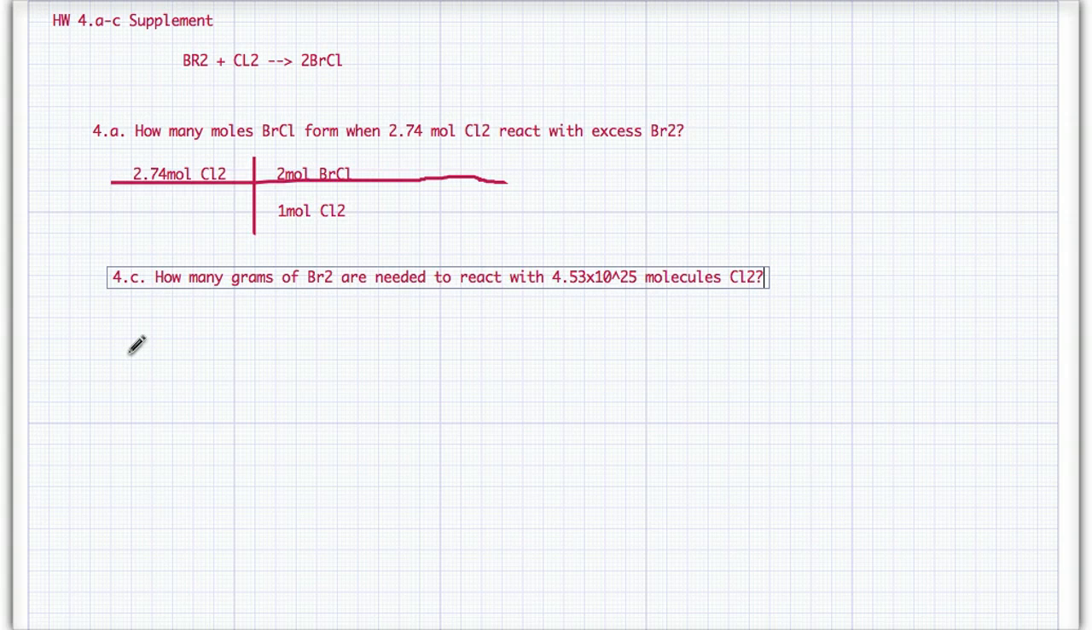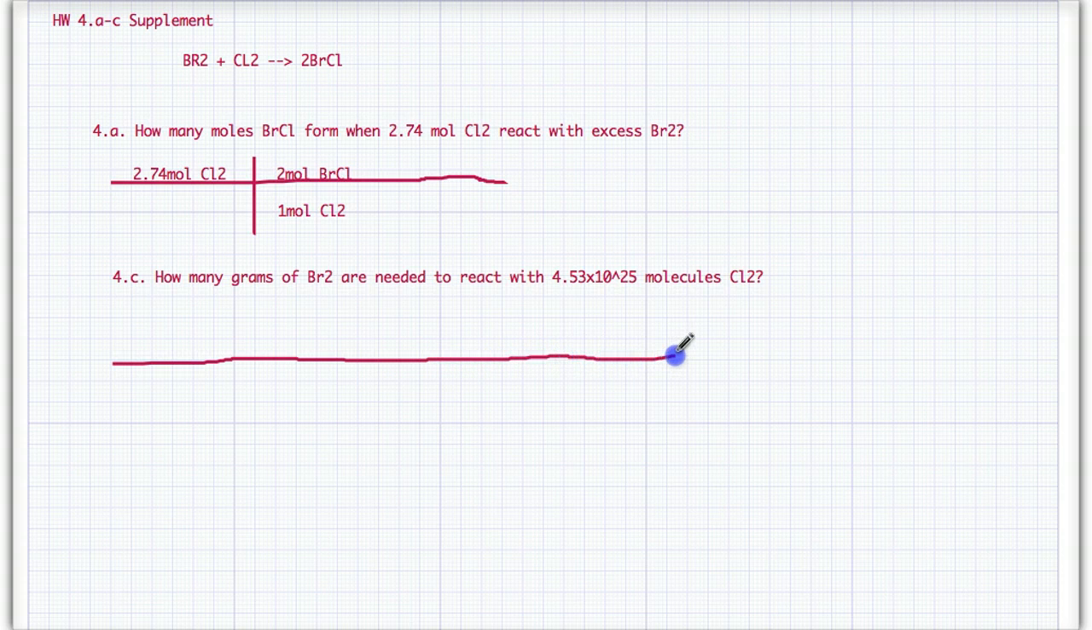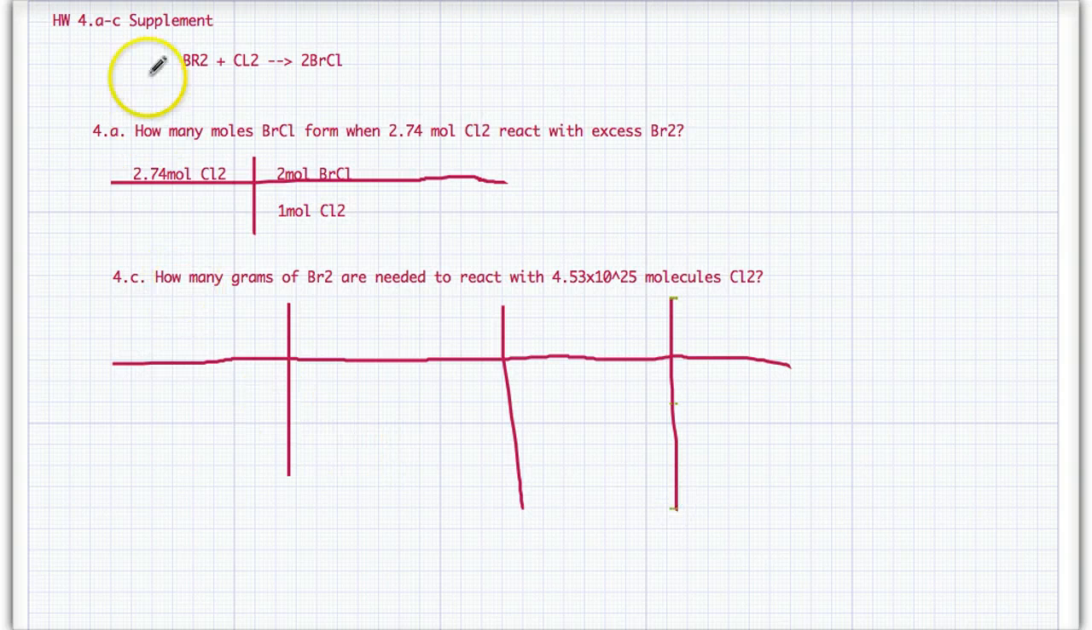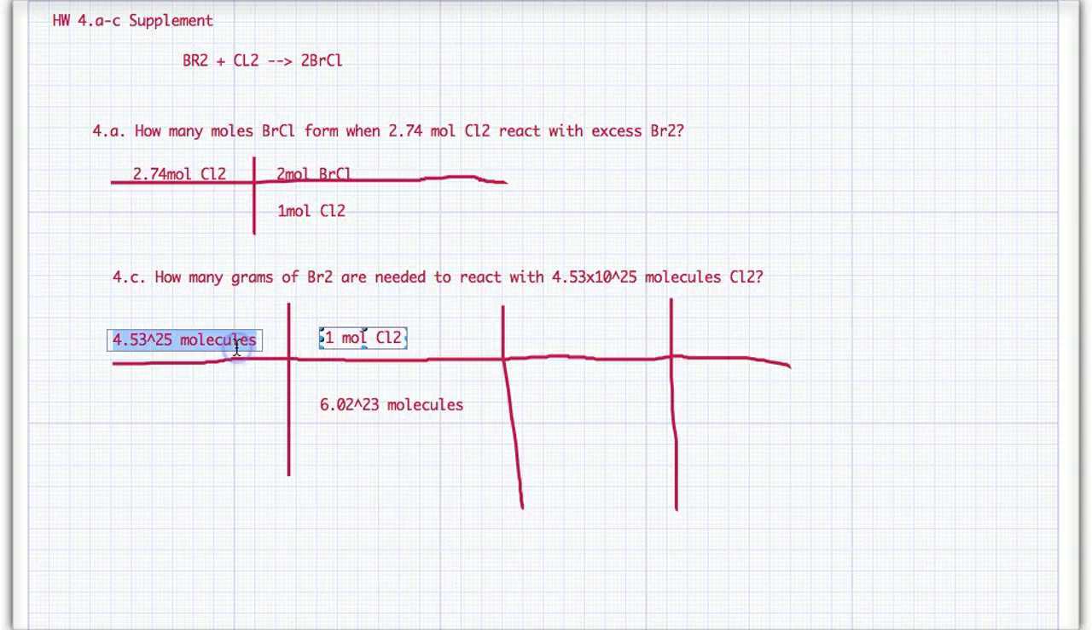What we need to do first is, just like when we worked in mass, the first thing to do is to get to moles. It's hard to draw with a trackpad here. All right, so the first thing we have this time is molecules. So we have 4.53 times 10 to the 25th molecules. So Avogadro's number tells us that we have 6.02 times 10 to the 23rd molecules in 1 mole of chlorine.